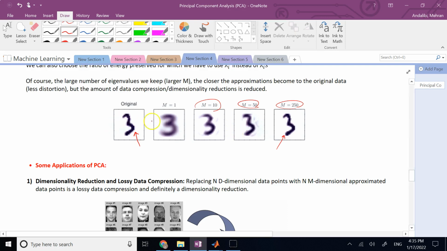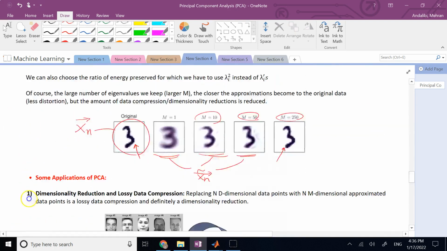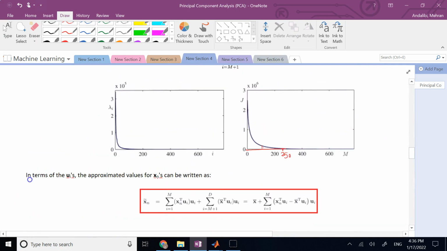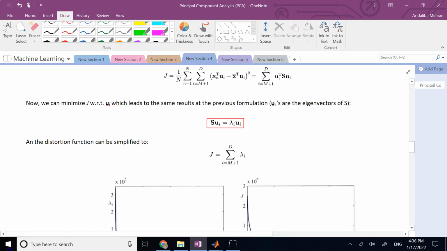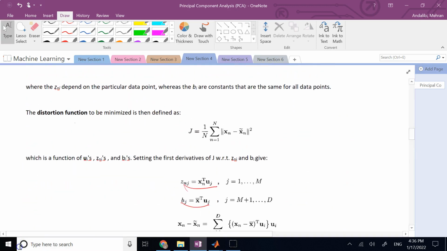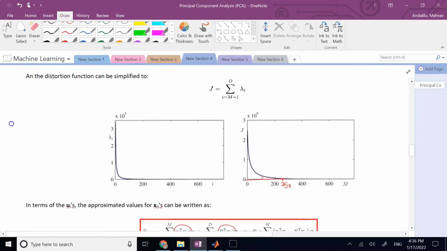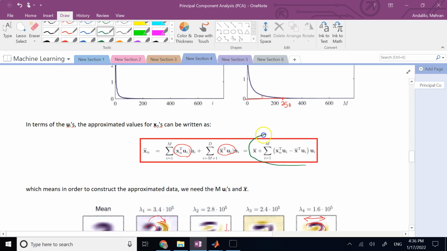Now the question is, how do you do the reconstruction or the approximation? Because each one of these is an approximation to the original one. This is your original xn, correct? And each one of these is your x tilde of n. So how do you get the x tilde? If we go back to our formulas and replace the z's and the small b's that we found, then x tilde can be simplified to this guy here. So this is your approximated data, x tilde of n, instead of the original xn.